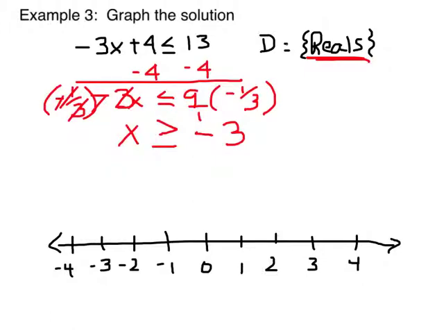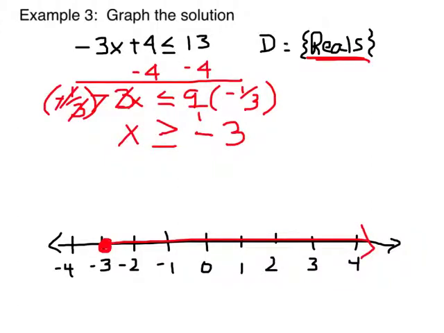All right, so this is what we're going to graph. X is greater than or equal to negative 3. If it is greater than or equal to, I'm going to shade in the circle, and then I'm going to draw my line, and I'm going to put the arrow to show that it continues going.